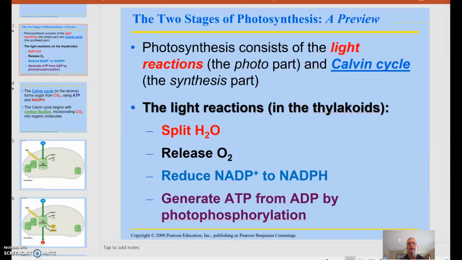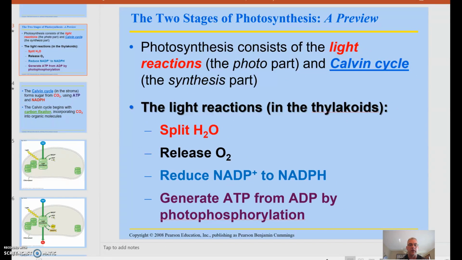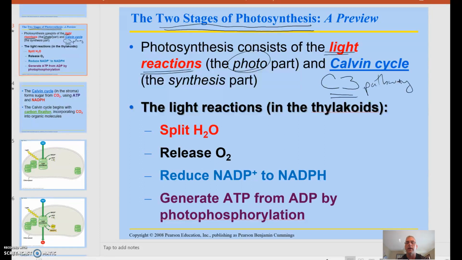So the thing that you want to remember as I wrap up this introduction into photosynthesis is that photosynthesis is a two-step process. There are two major stages in what would be considered the most basic form of photosynthesis. We have what's referred to as the light reactions, and that's the part that obviously relies on light, as the name would indicate. And then we have the Calvin cycle, which is also referred to as the C3 pathway. The Calvin cycle, named after Melvin Calvin, is when we actually produce the organic molecules.